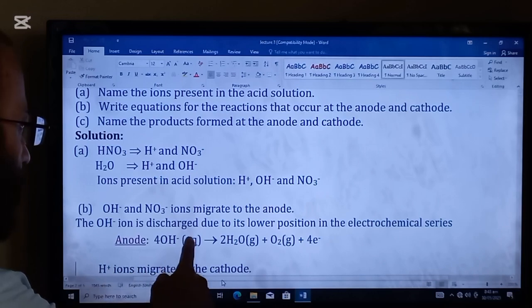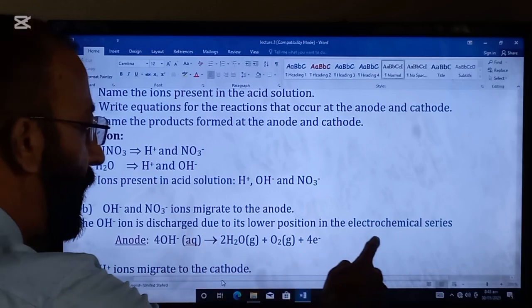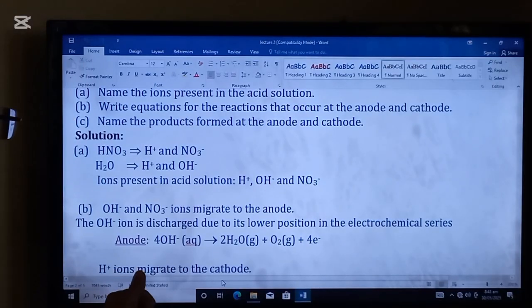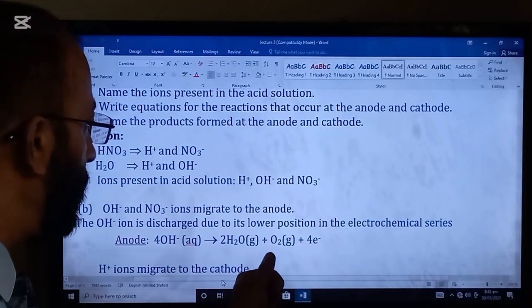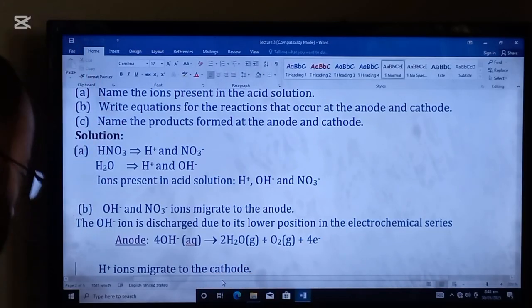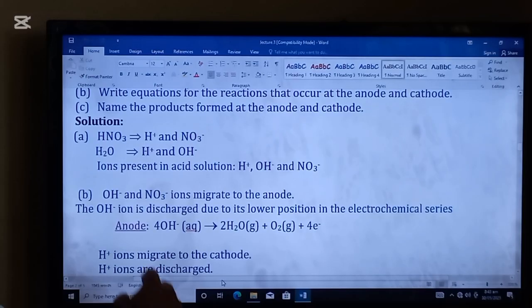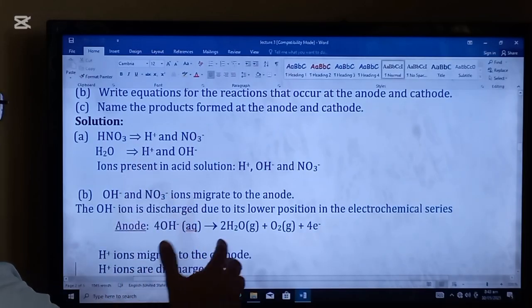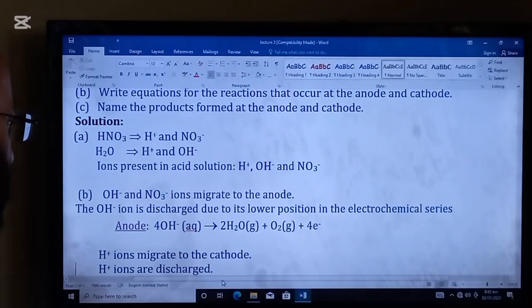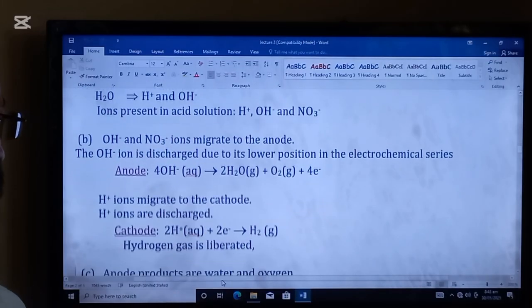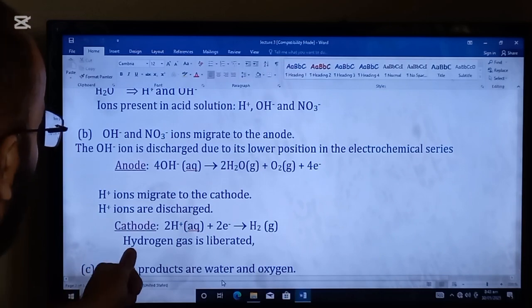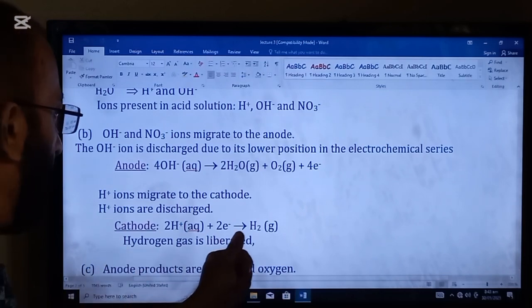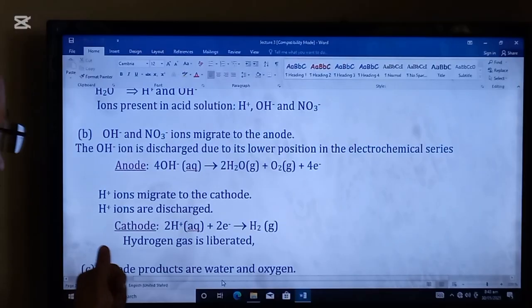OH negative and NO3 negative ions migrate to the anode. OH negative ion is discharged due to its lower position in the electrochemical series, and the reaction is 4OH negative forms 2H2O plus O2 plus 4 electrons. For the H plus ions, there is no competition, so H plus ions migrate to the cathode. H plus ions are discharged and the cathode reaction is 2H plus 2 electrons forms H2. Hydrogen gas is liberated.